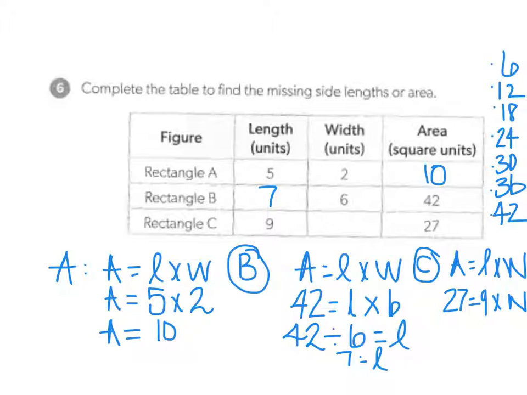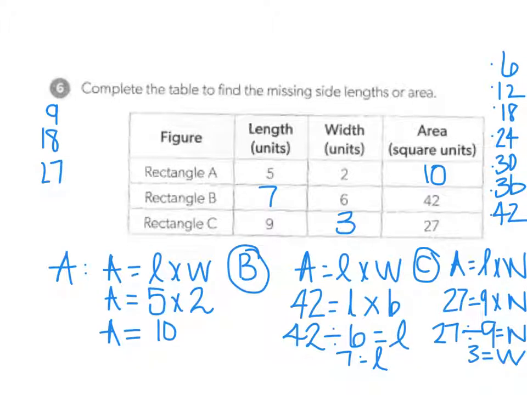So since I'm given the answer but I'm missing a piece, I'm going to have to do the opposite operation. So the opposite operation of multiplication is division. So 27 divided by 9. So I'm going to write my 9s down until I get to 27. So I had to write my 9s 3 times. So that means that my width is 3 units.